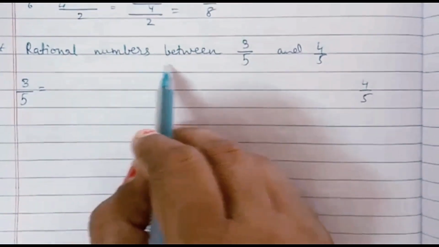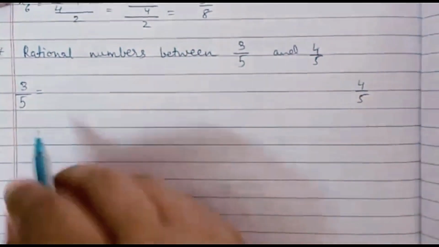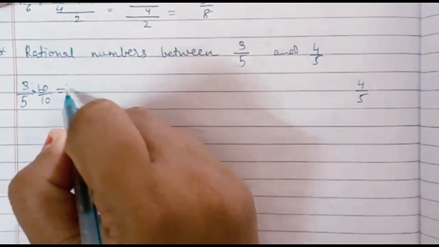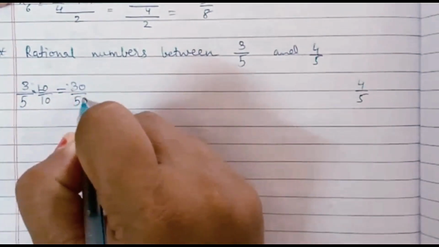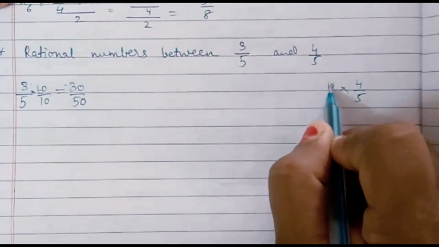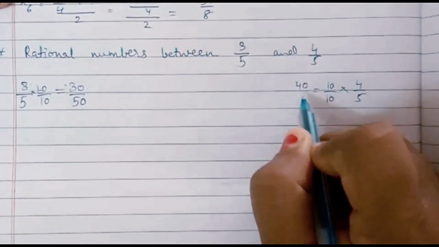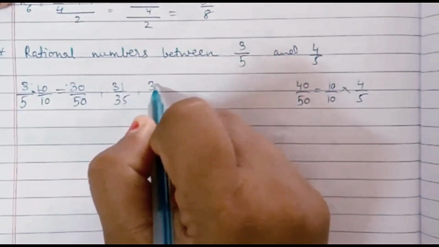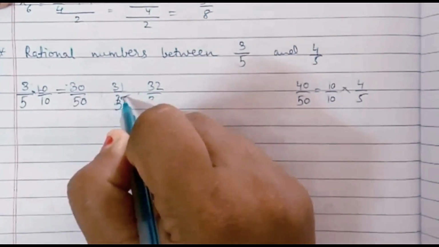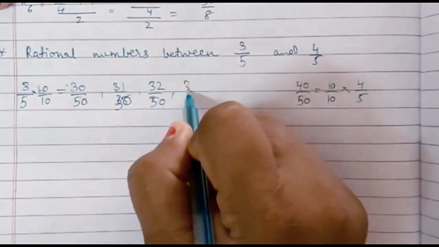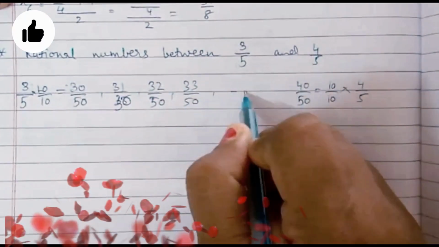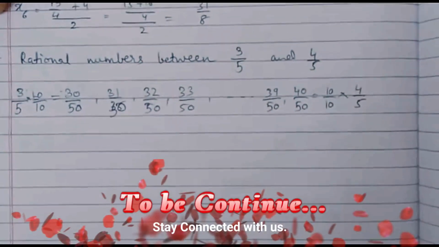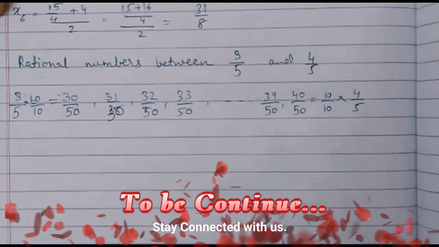We need to find 5 rational numbers between 3 upon 5 and 4 upon 5. Multiply by 10 upon 10, the easiest number. So this 3 upon 5 will become 30 upon 50. In the same way, this also you have to multiply by 10 upon 10, so this will become 40 upon 50. And the numbers between them are 31 upon 50, 32 upon 50, 33 upon 50 and so on, till 39 upon 50. So this is the easiest way you can find the rational numbers between the given numbers.